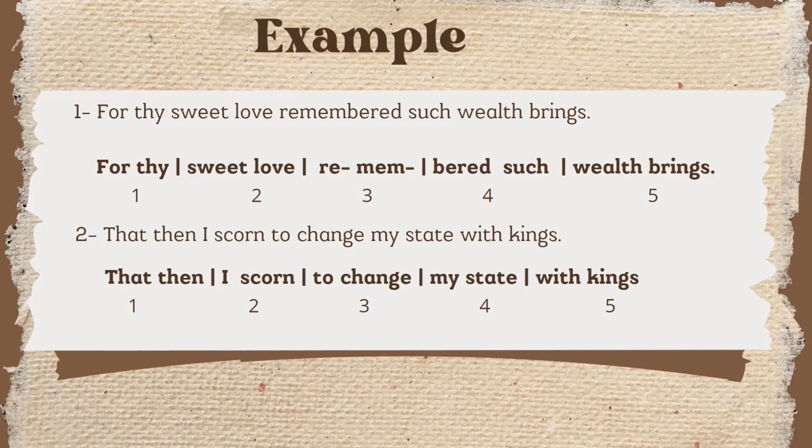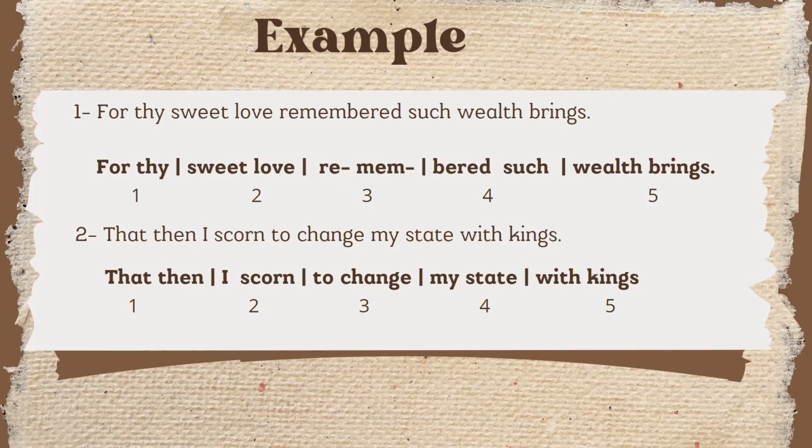In the case of the word "remembered," when we say it out loud, we can hear three different sounds, so it is going to be divided into three syllables. So "re-mem" will count as one foot. "Bered such" will count as another foot. "Wealth brings" will count as another foot. And we have five different feet.